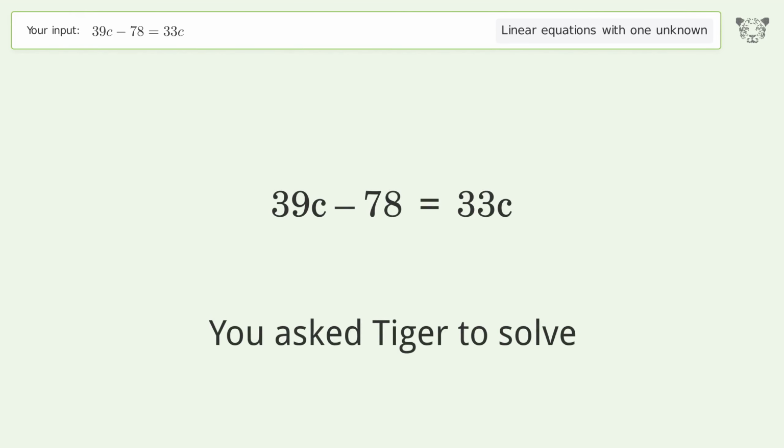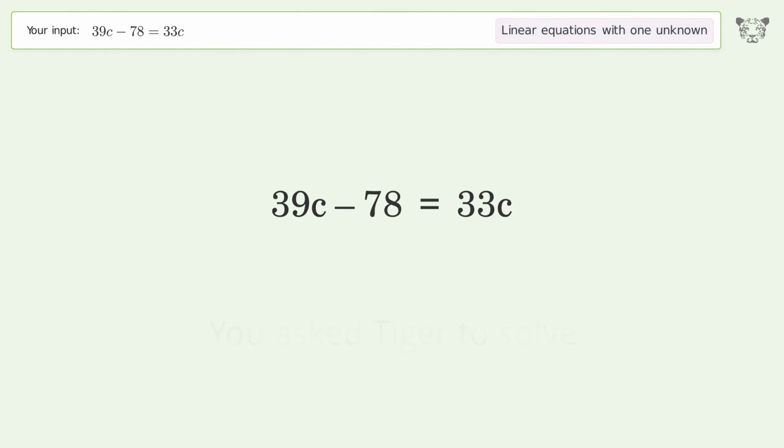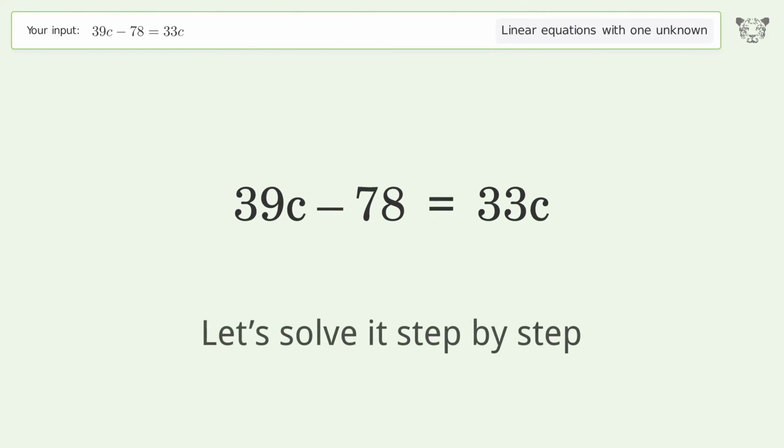You ask Tiger to solve. This deals with linear equations with one unknown. The final result is c equals 13. Let's solve it step by step.